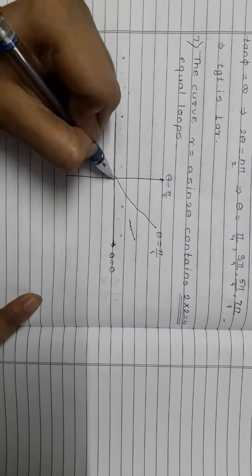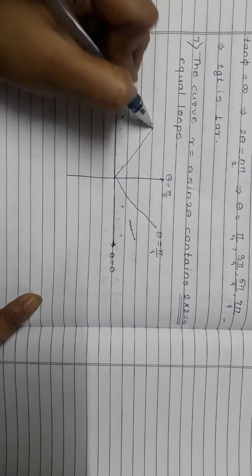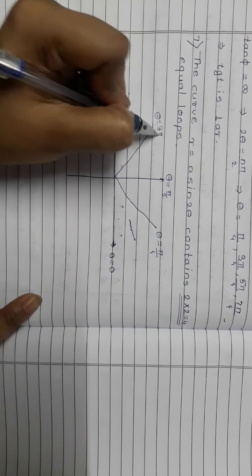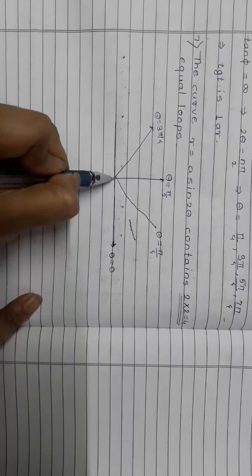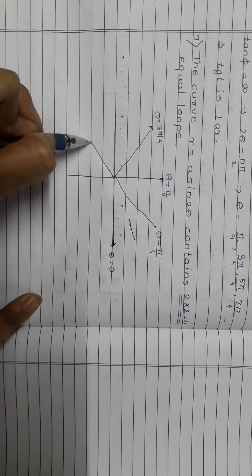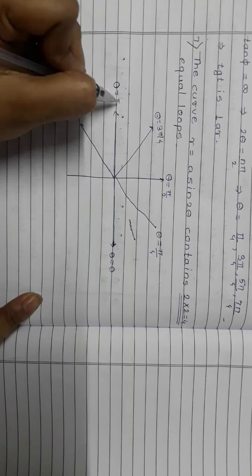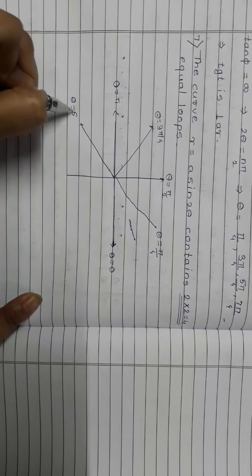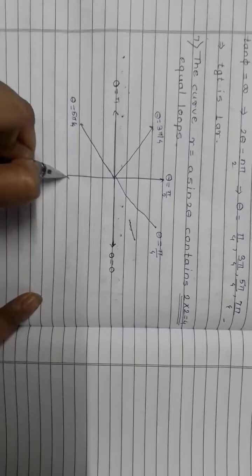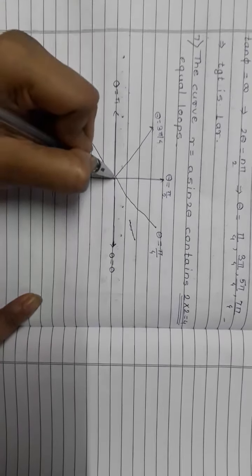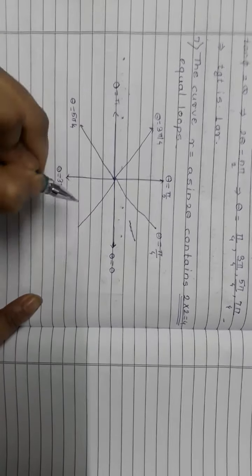Then theta is equal to 3 pi by 4, then theta is equal to pi, then theta is equal to 5 pi by 4, then theta is equal to 3 pi by 2, and the last one is 7 pi by 4.